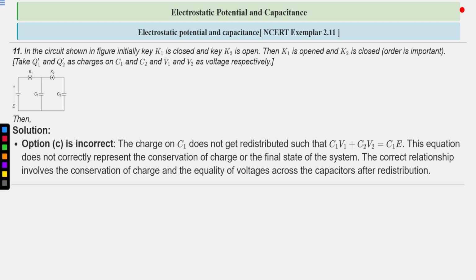So option C is also incorrect. The charge on C1 does not get redistributed such that C1V1 plus C2V2 equals C1E. This equation does not correctly represent the conservation of charge for the final state of the system. The correct relationship involves the conservation of charge and equality of voltages across the capacitors after redistribution. So this also doesn't hold. Okay, so thank you.